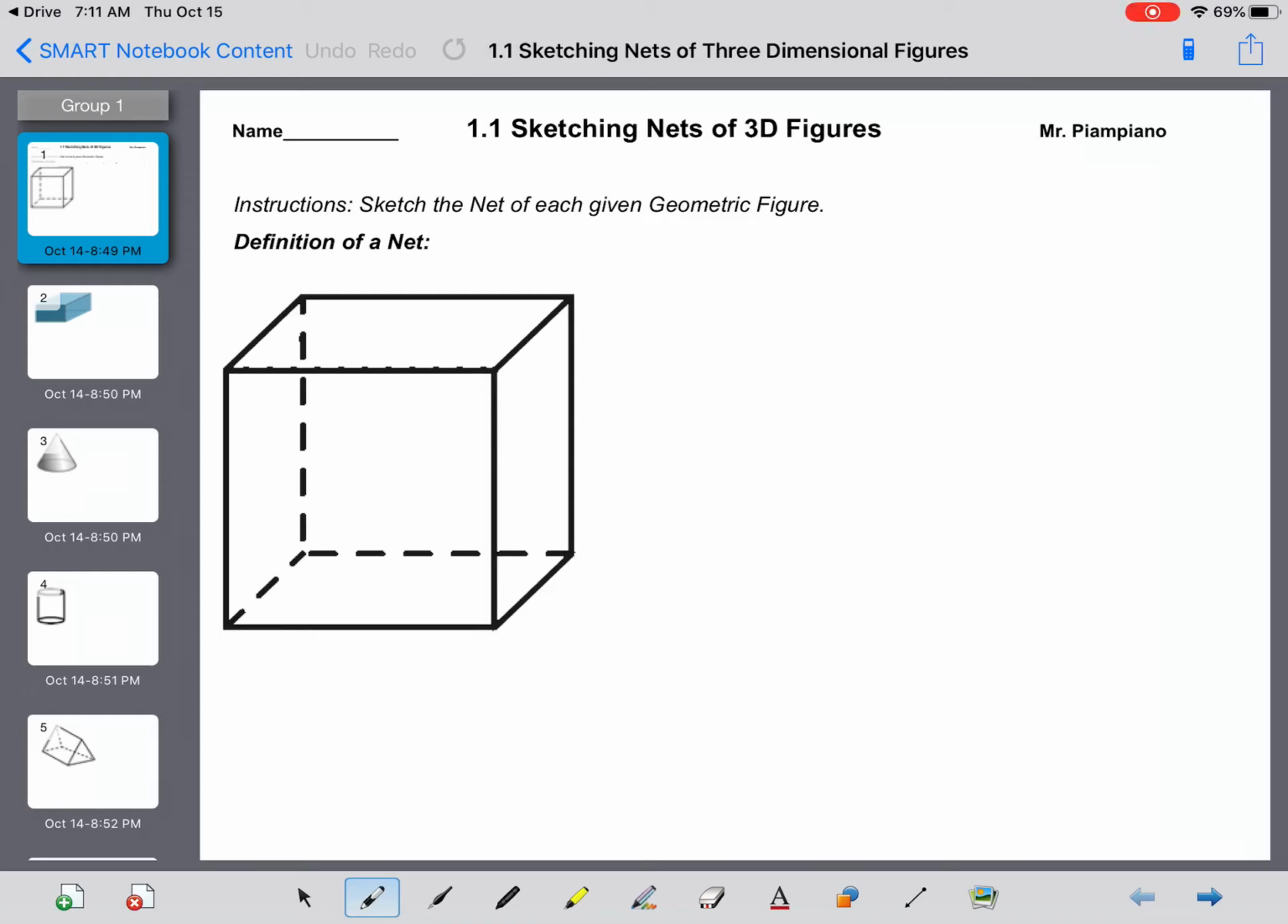Hey everyone, this is 1.1 Sketching Nets of 3D Figures. This is the last lesson in section 1.1 and you'll be having a quiz tomorrow.